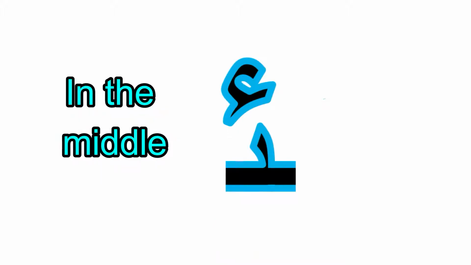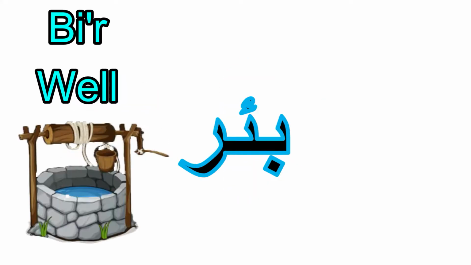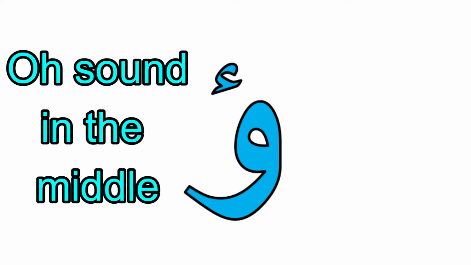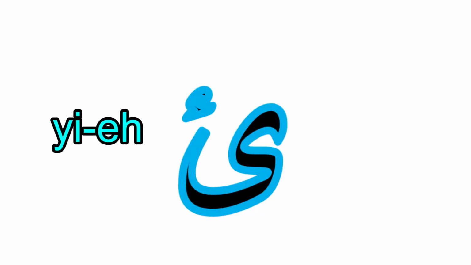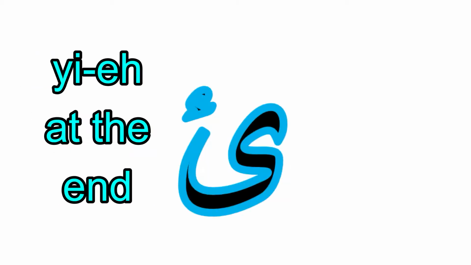This is if it's in the middle of a word. See, we have something that English doesn't have. In the middle of a word, you can say an sound. For example, bi'r, which means well, has this in the middle of it. This is at the end of a word. If it has alif at the end, you put just this on the line. This is if it's an O sound in the middle of a word. And this is a yeh with a hamza. This symbol is called hamza at the end of a word.